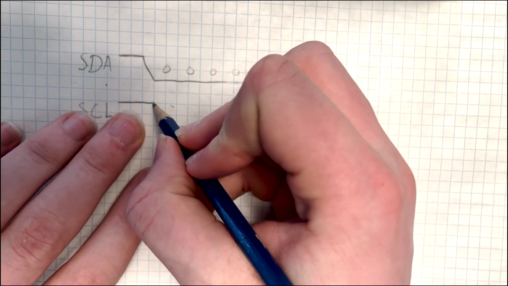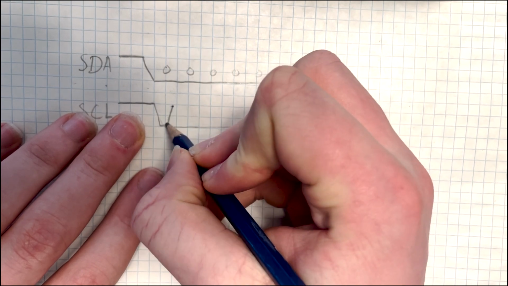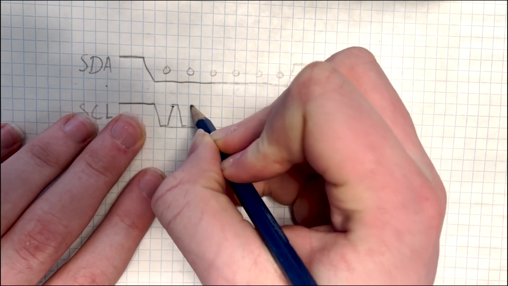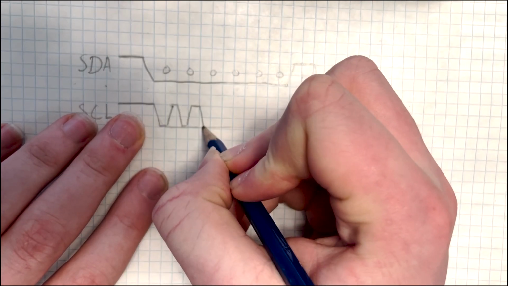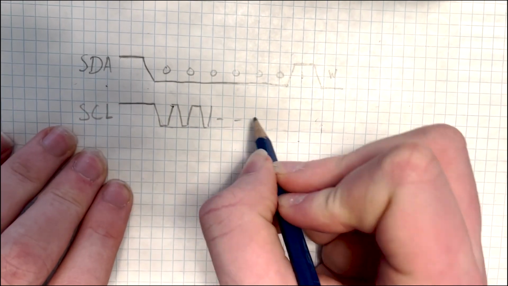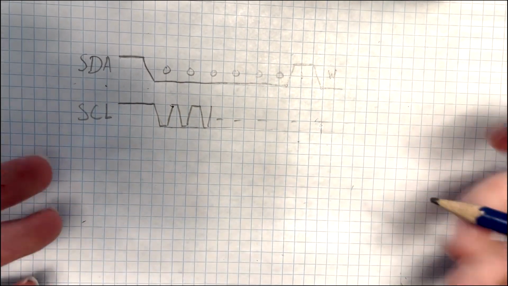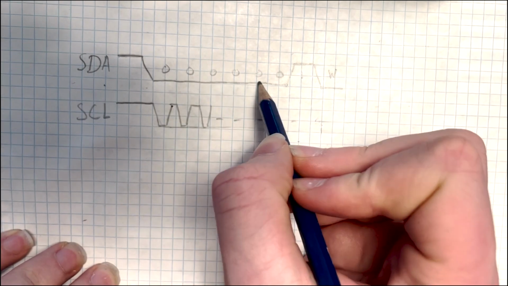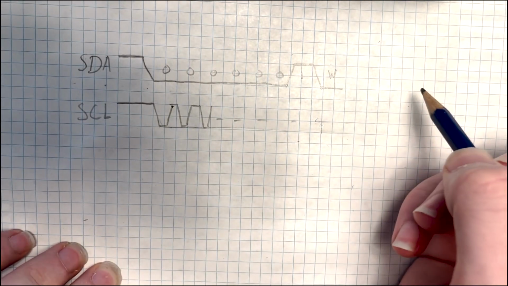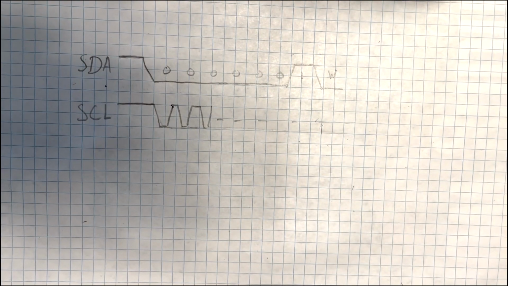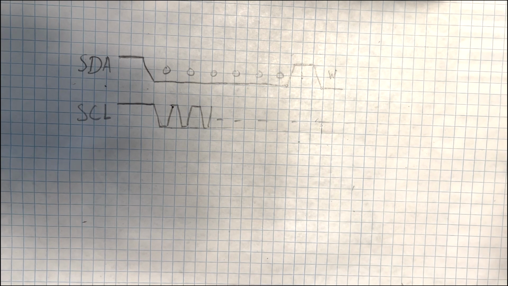The clock actually alternates with each bit sent, so I'm not going to draw this. That continues on forever. So there you have bit 1, 2, 3, 4, 5, 6, 7, 8. That's your address byte, your address frame.